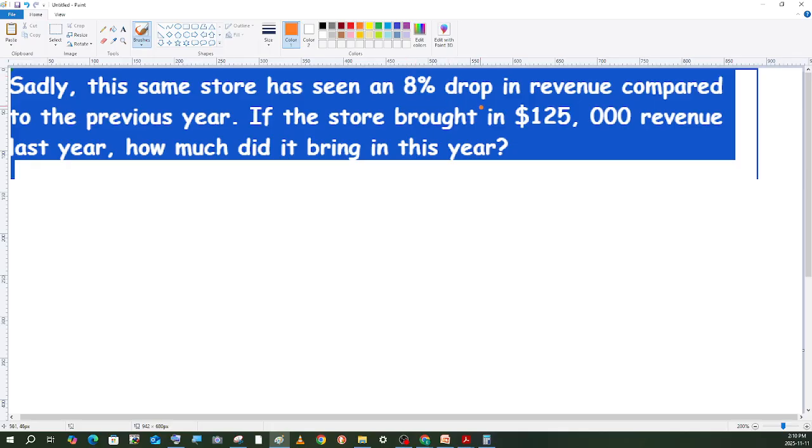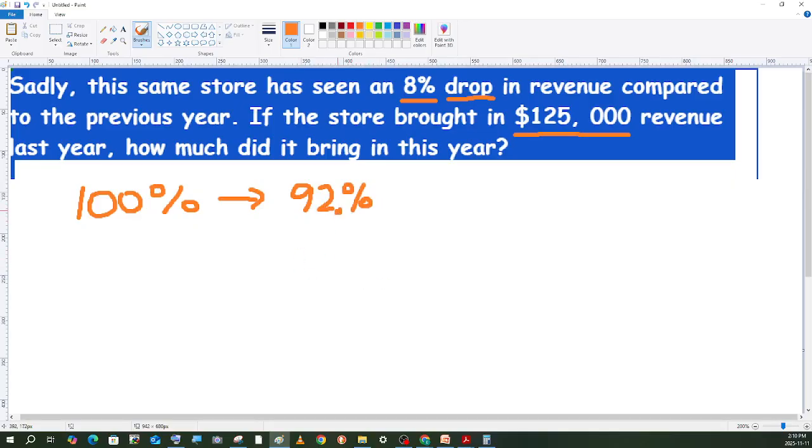All right, so in this question, we're dealing with an 8% drop, which is the same as saying a decrease. The number that we're working with is 125,000. So in this case, we're starting with 100% of something. It's going down 8%. So 100 minus 8 gives me the new percentage, which is 92%. So we have 92% of last year's revenue.